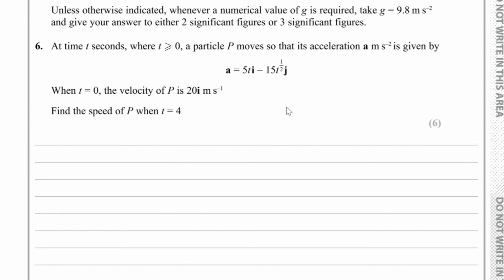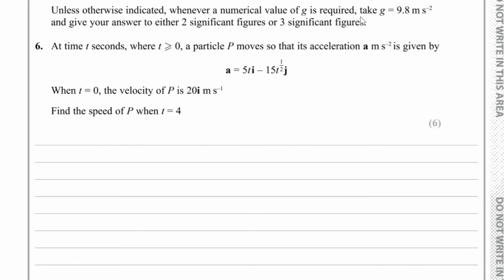Question number 6. At time t seconds, where t is greater or equal to 0, a particle P moves so that its acceleration a meters per second squared is given by a equals 5t i minus 15t to the half j. When t equals 0, the velocity of P is 20i meters per second. We have to find the speed of P when t equals 4.